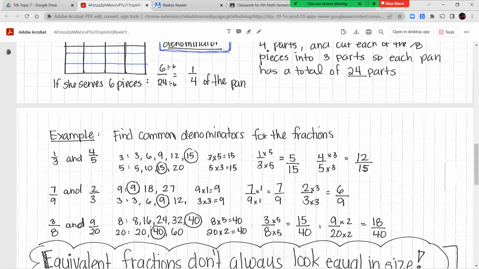So that means that for 3/8, the numerator and denominator need to be multiplied by 5 to make a denominator of 40. 3 times 5 is 15, 8 times 5 is 40. So 3/8 will become 15/40. Now, how do I get from 20 to 40? 20 times 2 is going to give me 40. So I need to take the numerator and the denominator of that fraction and multiply them both by 2. So 9 times 2 and 20 times 2 gives me 18/40.